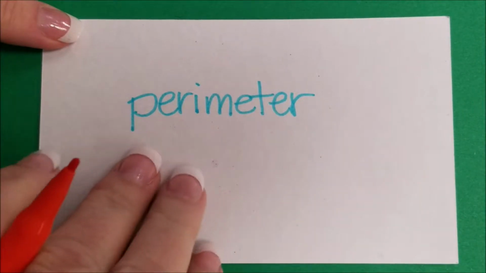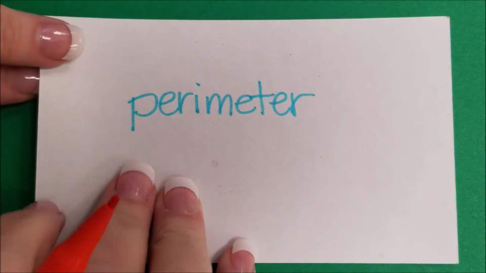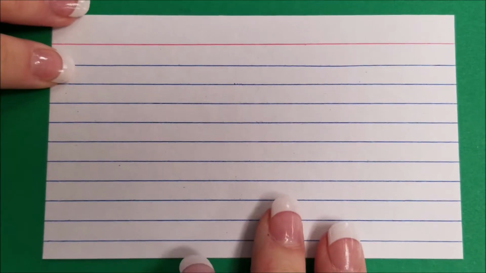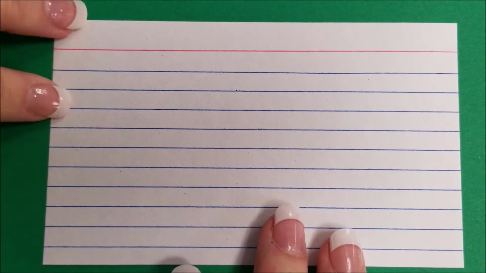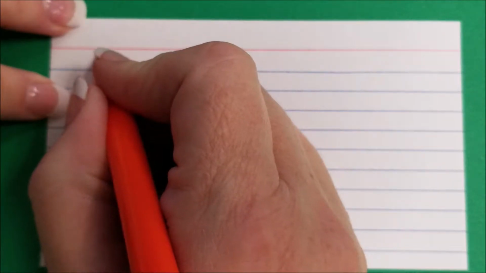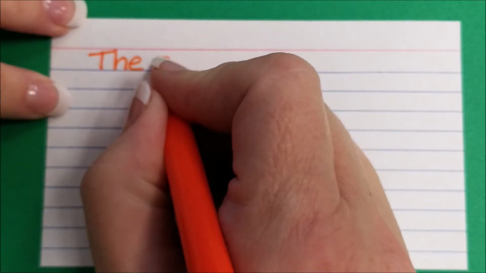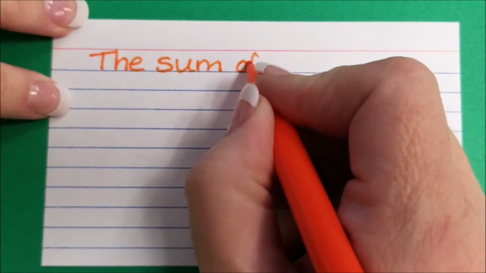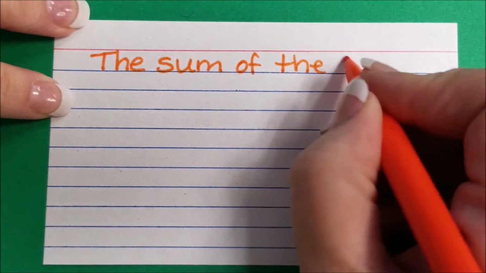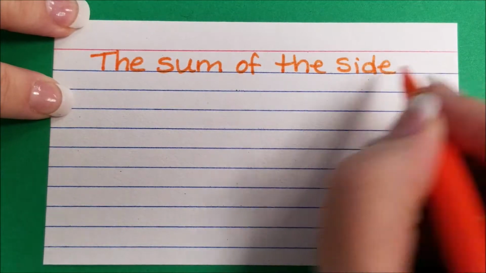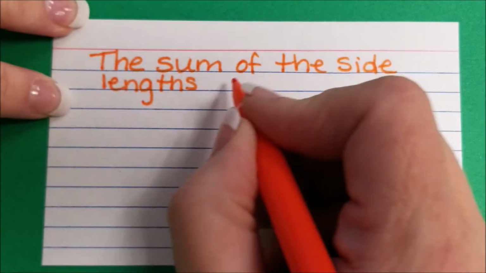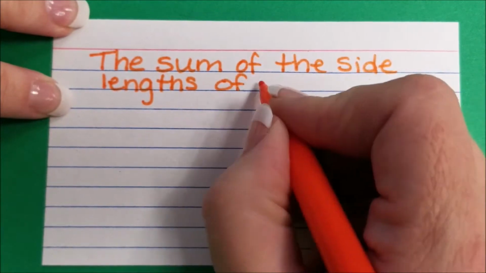The perimeter is going to be something where we are doing addition. It's going to be on a closed figure, and the figures have to have straight lines as edges, no curved. So it is the sum, where that means you're going to be adding, of the side lengths of a closed plane figure.